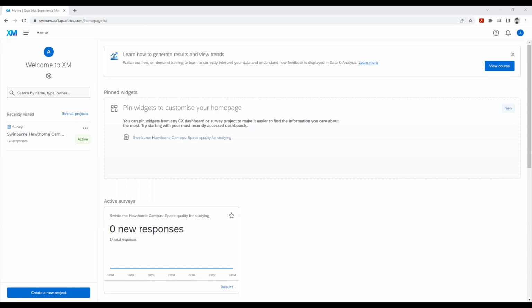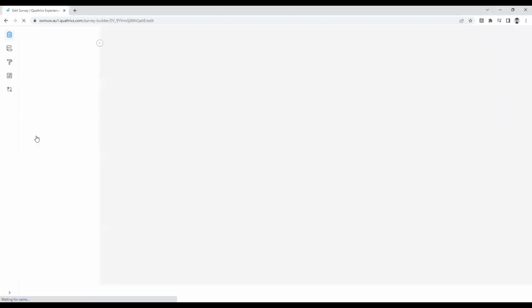In Qualtrics, there's a way to figure out the relationship between the responses. Now, in this example, this survey was sent to students to see which place on the Swinburne Hawthorne campus is their favorite place to study in. And I just realized that Hawthorne was spelled wrong. Anyway, we're gonna go to survey and open it up.